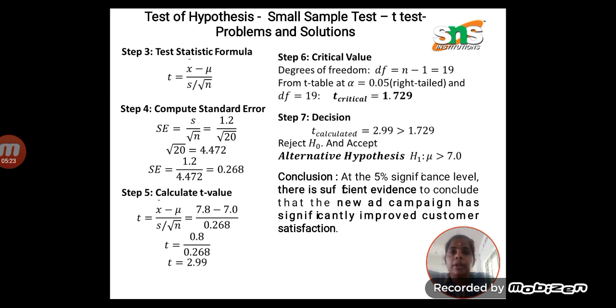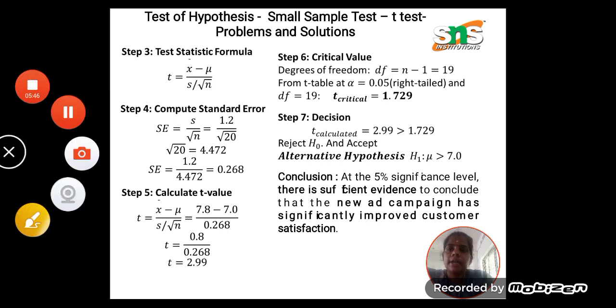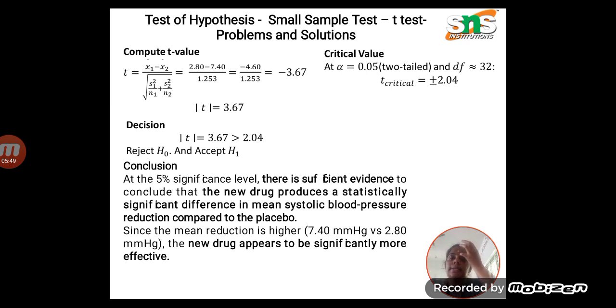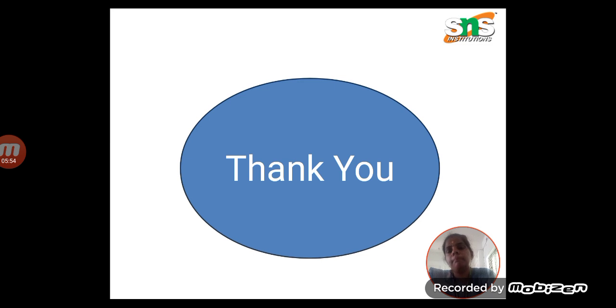What they have told is 5%. The 5% critical value is 1.729 from the table value, but our calculated value is 2.99, which is greater than the critical value. Hence we reject the null hypothesis and accept the alternate hypothesis. Therefore, there is significantly improved customer satisfaction. So there is an improvement in the customer satisfaction. This is how we have to compare the null hypothesis and the alternate hypothesis, and we can conclude with the solution whether it is improved or not.